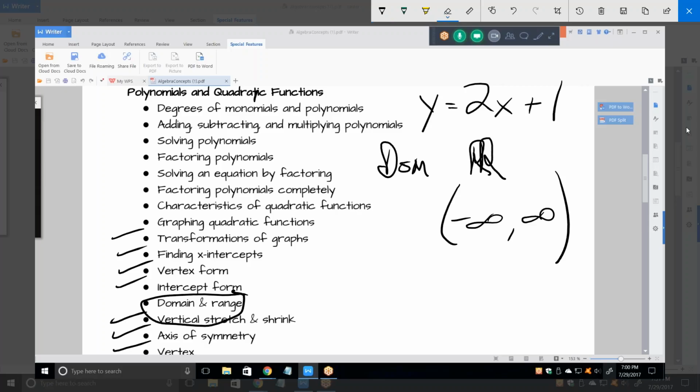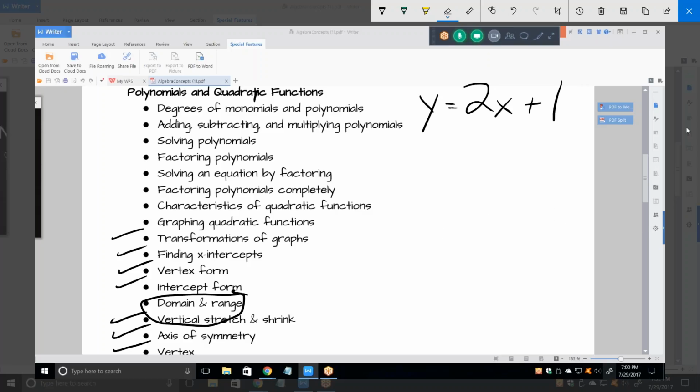Okay. Now let's take some functions where the domain has some restrictions. In other words, that function right there has no restrictions on either the domain or the range. And I want to talk about domain first. What if I gave you this function?